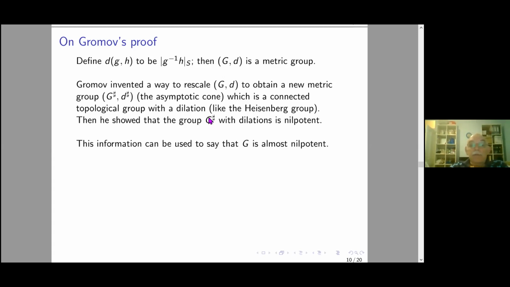If we had students who wrote exams like this, we would be a bit upset. But anyway, after he worked out this way to rescale, he showed that the limiting group that you get, that has dilations, is nilpotent. And so some kind of limit of the group is nilpotent, and he can use that to say that the original group was also nilpotent, was almost nilpotent.